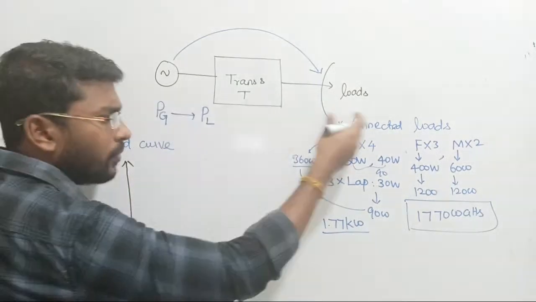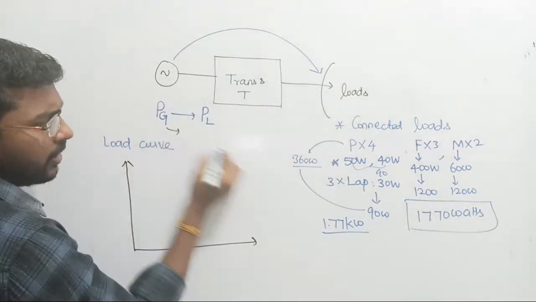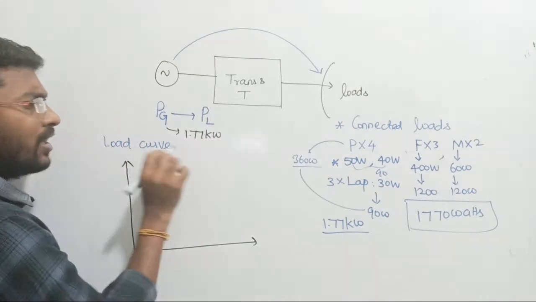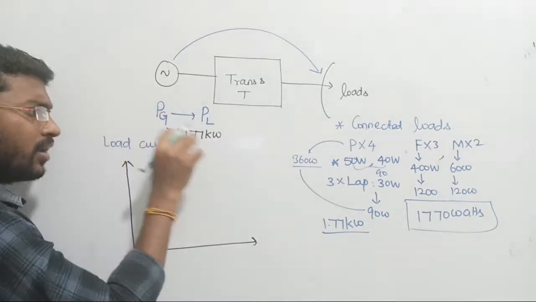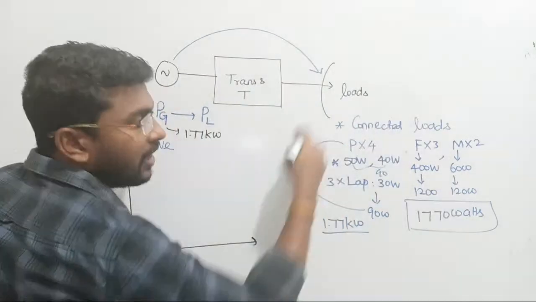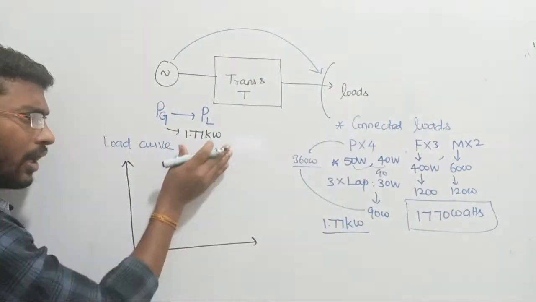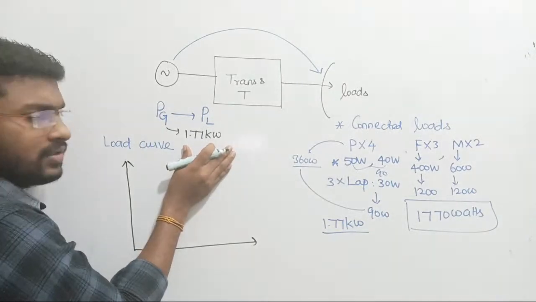Now you have generated and supplied the power, and in total I am generating 1.77 kilowatts. Because what is the purpose of the alternator? It has to generate the total amount of power demanded by the people. The total demand is 1.77 kilowatts, so I have to generate this 1.77 kilowatts.